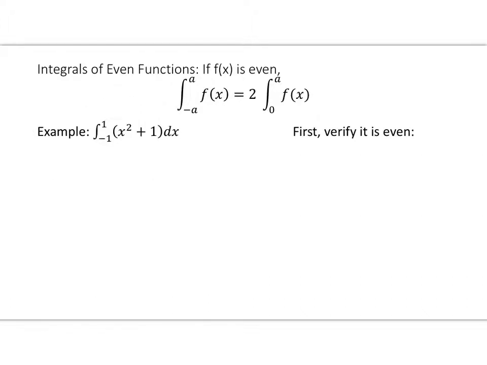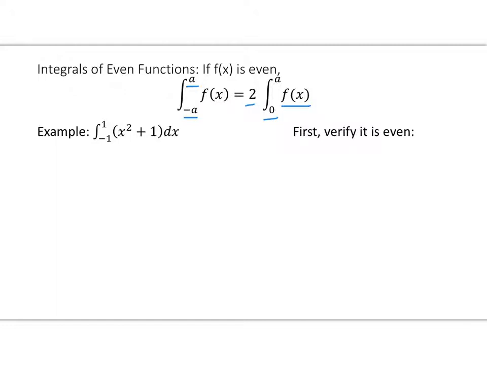So when we have an even function, as long as f of x is even, the integral from negative a to a of some f of x function is always going to equal 2 times the integral from 0 to a of f of x. And that's because this is an even function.